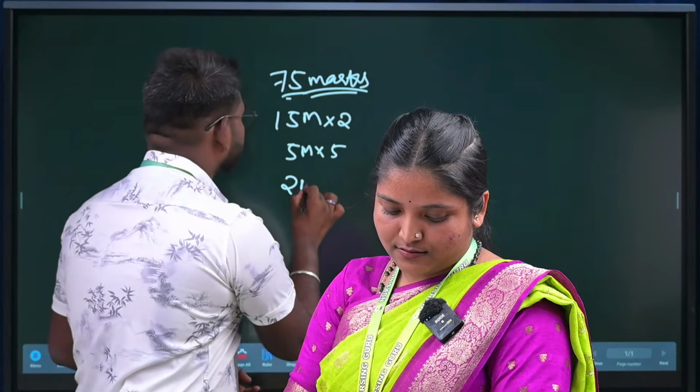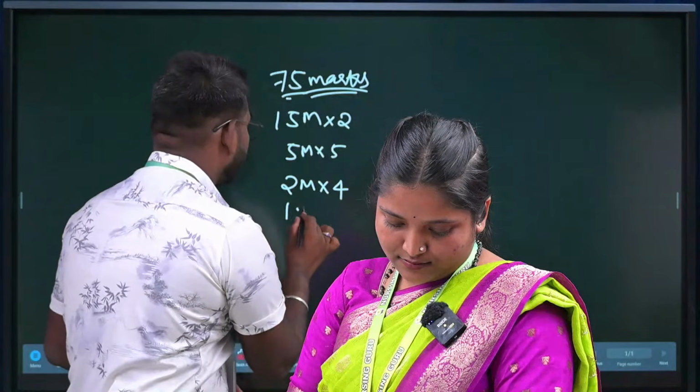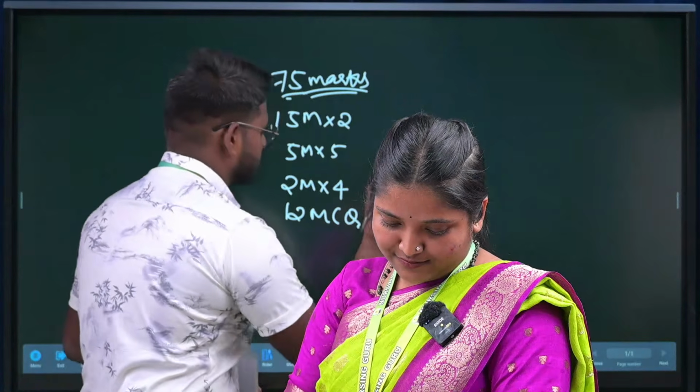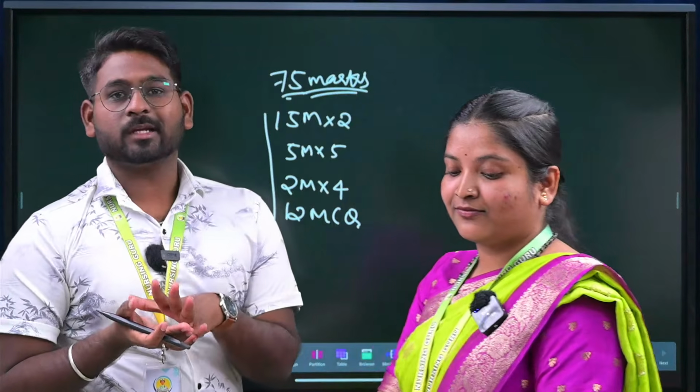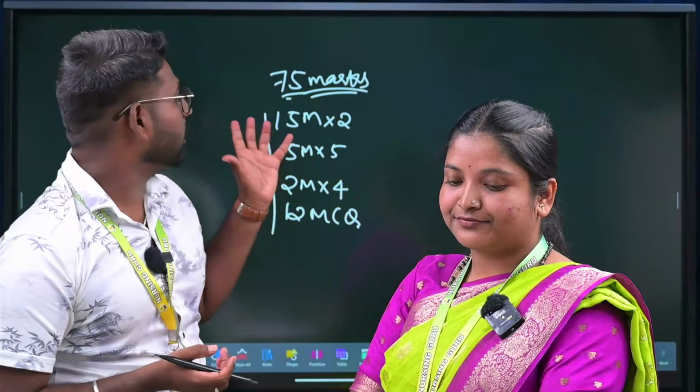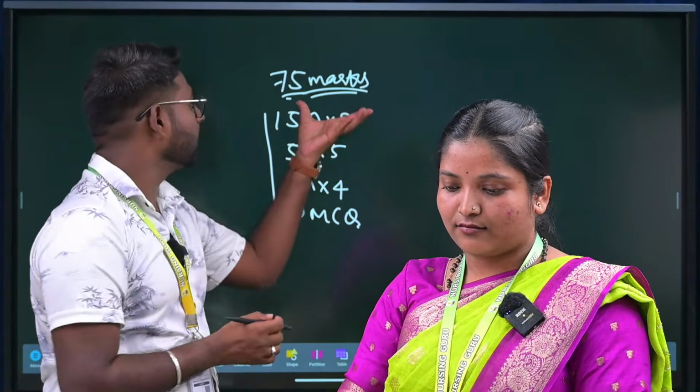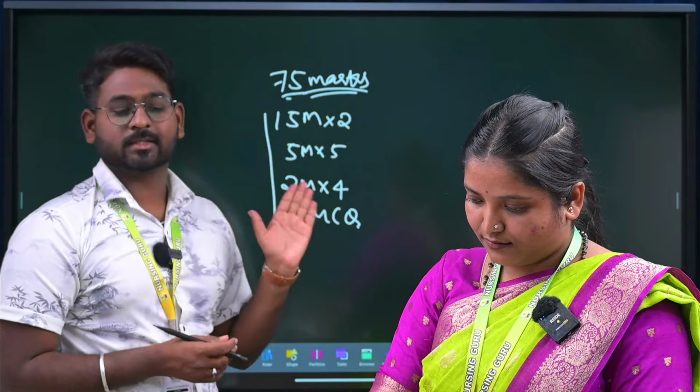The 2 marks, 4 questions will be there, and 12 MCQs, okay. So this is the same pattern. Whatever you have written for Adult Health Nursing 1, the same pattern we are going to have here for Adult Health Nursing 2 also, okay.